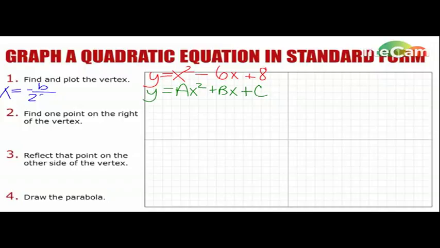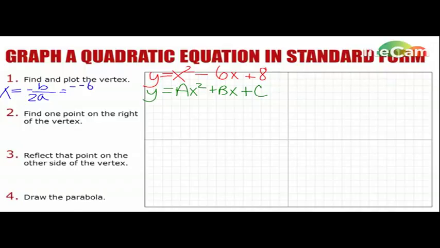I'm going to use the a and the b to actually find the axis of symmetry. So I've written here x equals negative b over 2a, which is actually the axis of symmetry, but I'm going to use it to find the vertex. So I'm taking b, which is going to be negative 6, and I'm taking a, which is 1, and I'm going to plug it into this formula.